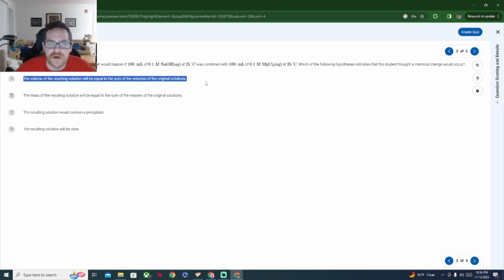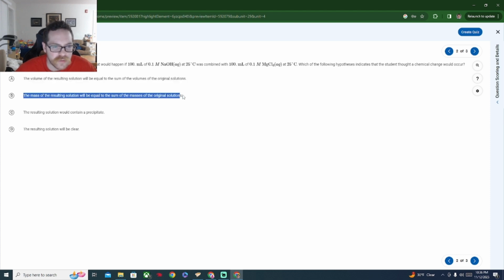The volumes are equal. Again, wow, I took 5 milliliters of water and combined it with 5, and it was 10. Surely science has happened? No. The mass of the resulting solution would be equal to the sum of the masses of the original solutions. The law of conservation of mass still occurs. 5 plus 5 once again equals 10. Surely this is the work of a chemical reaction? No. The resulting solution will be clear. If I take water and pour in salt water, it'll be clear. That's not a chemical reaction.